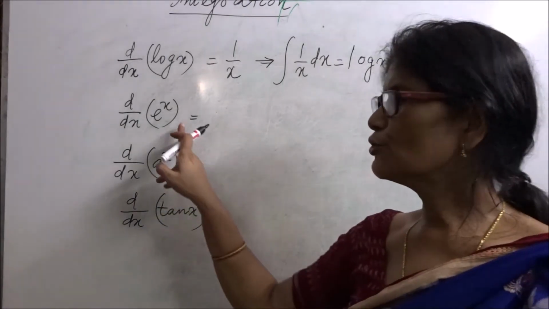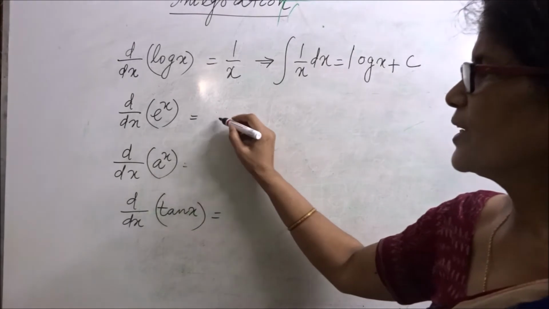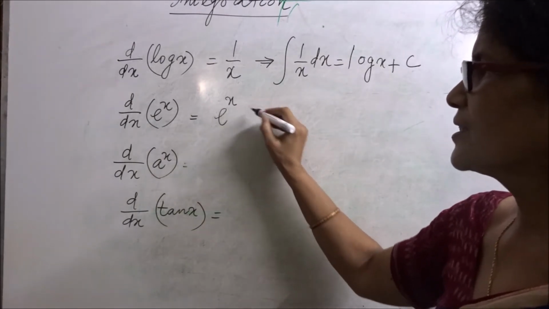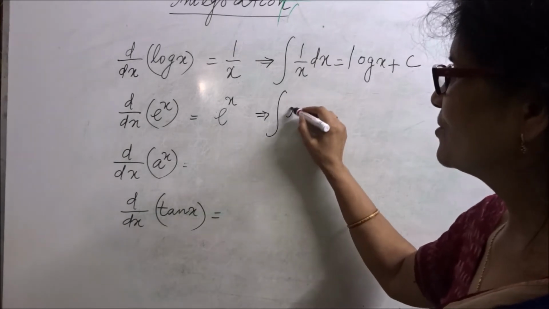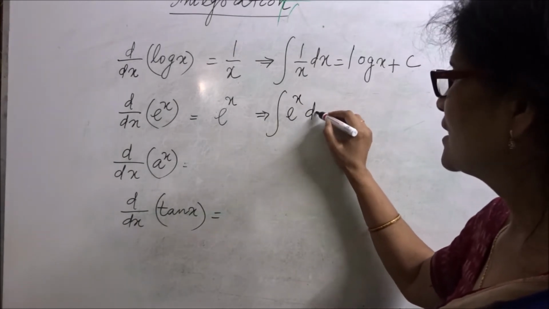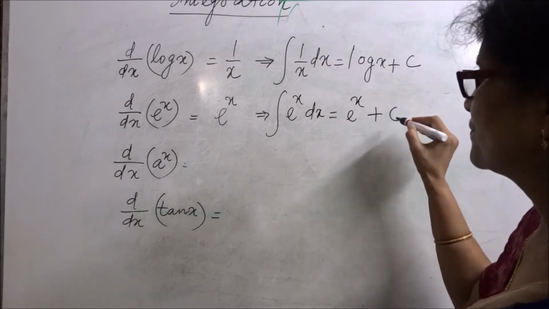Similarly, e to the power x is a very user friendly function. The derivative of e to the power x is e to the power x. So it's very easy now. The integration of e to the power x dx is equal to e to the power x plus c.